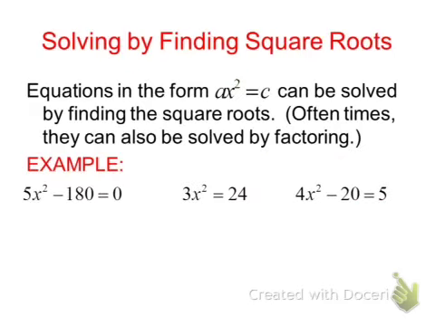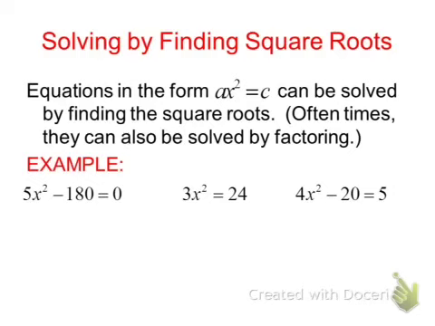Okay, so the second way we can solve a problem, besides using factoring and the zero product property, is to use the square roots. Now this method only works if you do not have that bx term in the middle. You have to have only an x squared to be able to solve this by finding square roots. So you'll notice that none of my equations here have that bx term.